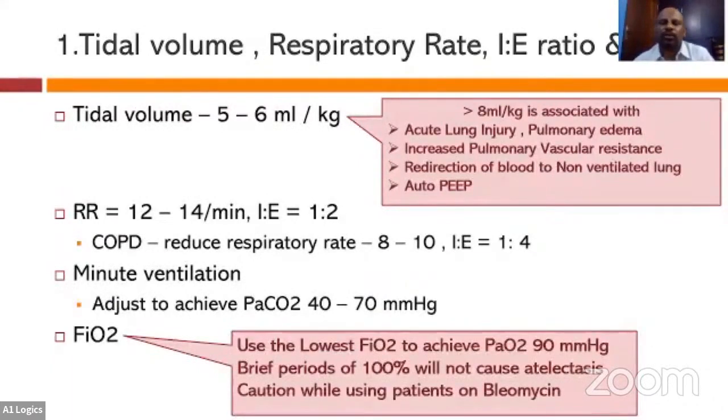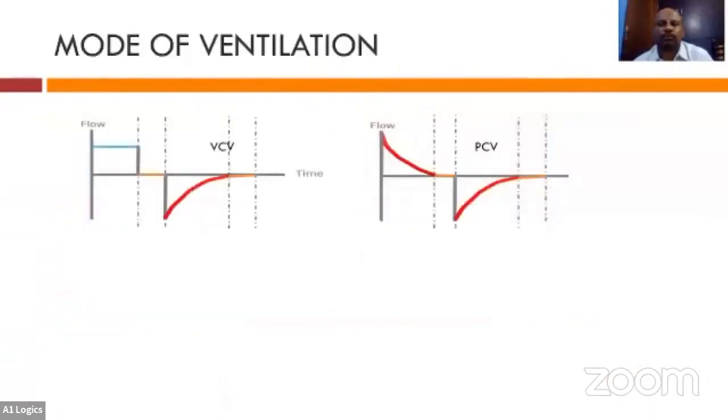You have to use the lowest FiO2 to achieve a PaO2 of 90 millimeters of mercury. Brief periods of 100% oxygen will not cause atelectasis if there is PEEP added into the ventilation strategy. And you have to be highly cautious about lung injury when you are giving 100% oxygen to patients who are already on bleomycin. Which mode of ventilation is the best?